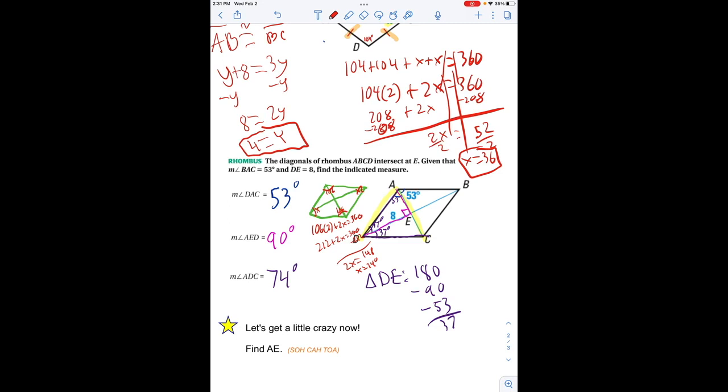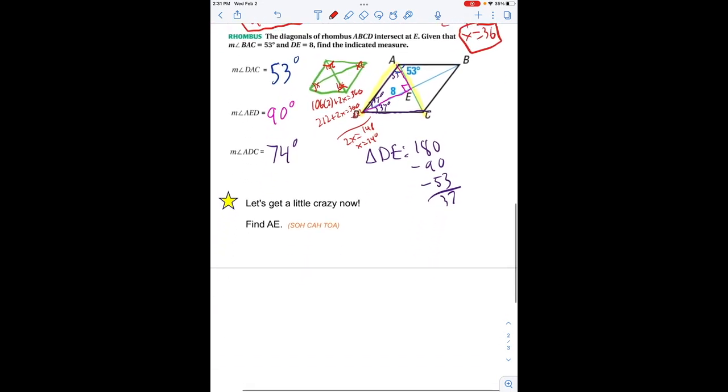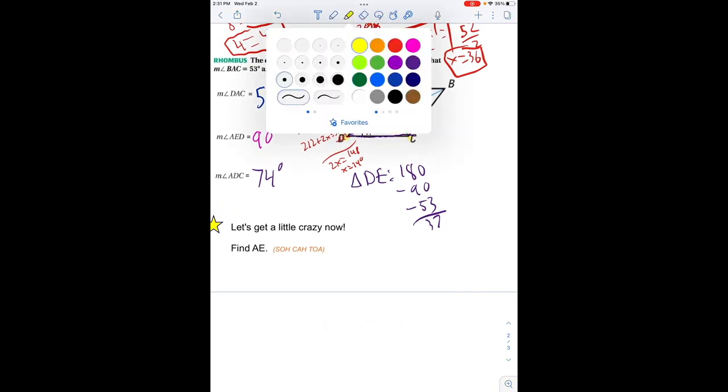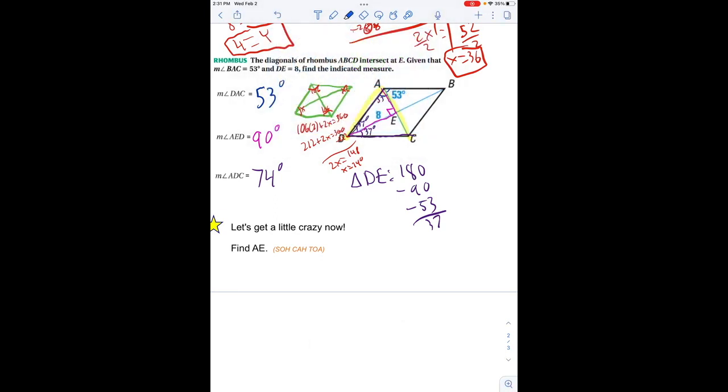But what if we want to find AE? I always think it's helpful to pull out the triangles or the figures that you see from the shape and draw them again. If I look at AE, this is AE right here. I know that this is a side length of 8, and it's got an angle measure of 37 degrees. So I'm going to draw that. I've got 90 degrees here, this is 8, and this is 37 degrees. I want to find AE, which is this side.